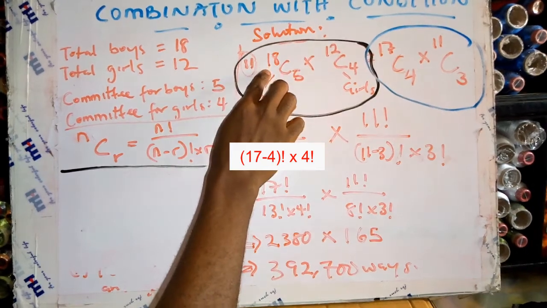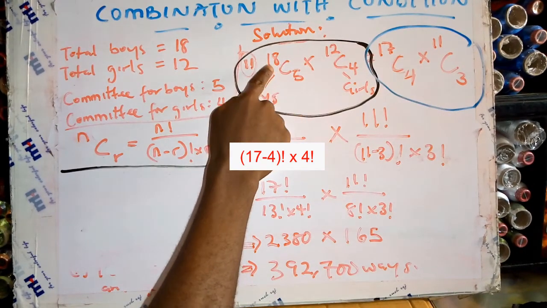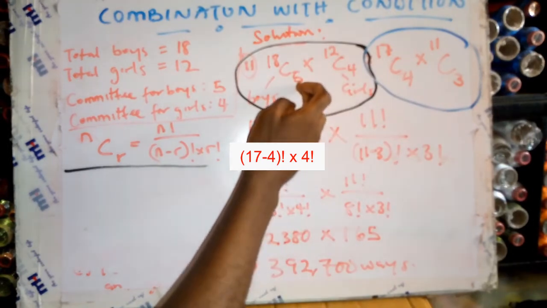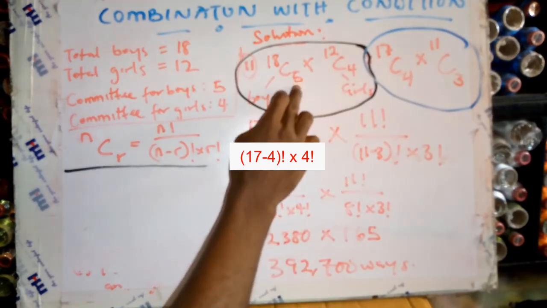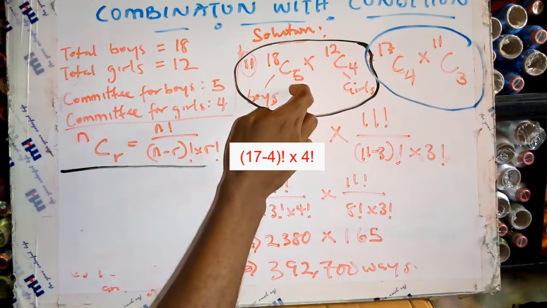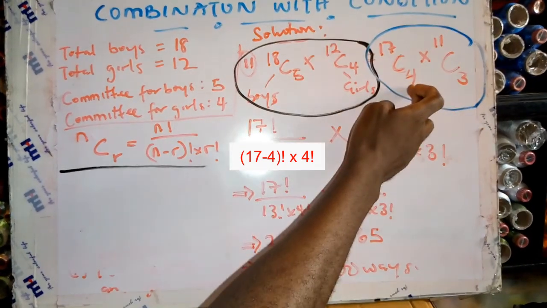So instead of 18, we deduct that one boy that must be there from the total. We have 17. We also deduct that one boy from the number to be chosen, because now we have to choose 4, no more 5, because we already have one boy that is reserved, that must be there. So that is it with the condition. The boy must be there. So we are no more looking for 5, we are looking for 4 this time around.